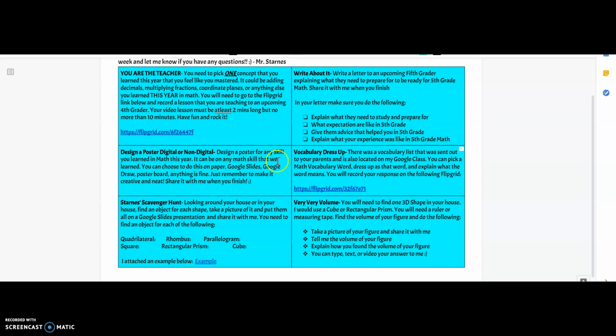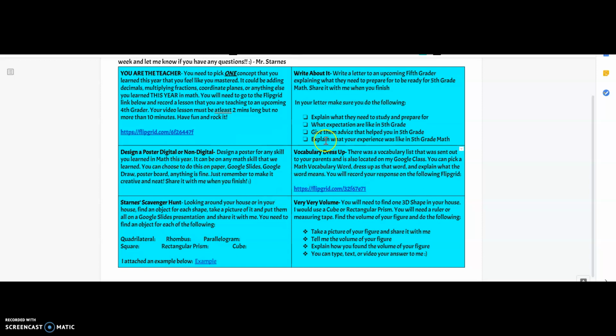You're going to be designing a poster for a skill that you learned in math this year. Now, again, it can be any skill. It can be fractions, decimals, place value, anything that you learned. You're going to create a poster about it and make it creative, nice and neat, but something that I can hang around the class next year for those kids to see. You can do it on notebook paper, Google Slides, Google Draw, poster board, or anything that is creative. But create a poster that can be digital or it can be non-digital.